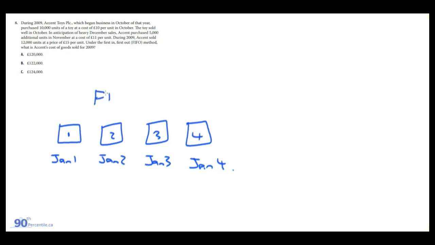FIFO looks something like this. Let's say I have a company and, I don't know, we sell boxes. And I buy one box January 1st, the second one January 2nd, third one January 3rd, fourth one January 4th.